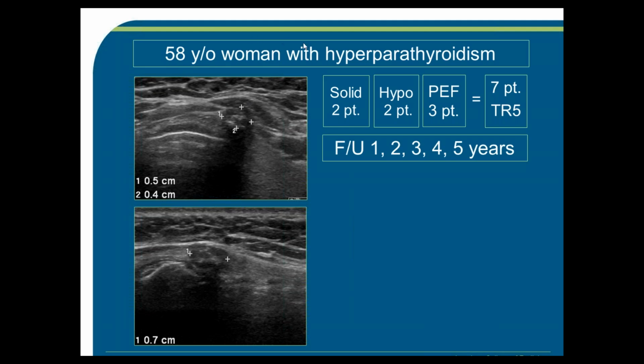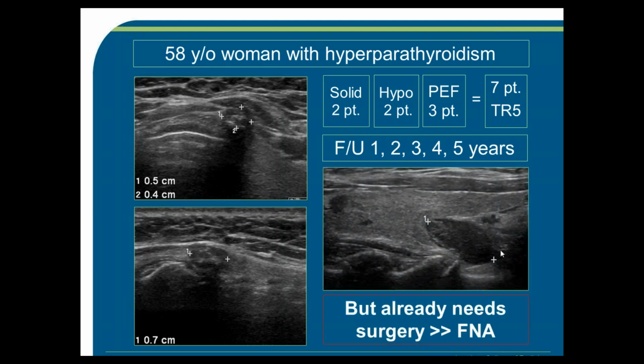This is a 58-year-old woman with hyperparathyroidism. When doing the scan to look for a parathyroid adenoma, we found this small nodule, measured a maximum of 7 millimeters. It's solid, hypoechoic, and has PEFs, so that's a TR5 nodule. But because it's less than a centimeter, it doesn't meet guidelines for FNA, meets guidelines for yearly follow-up.